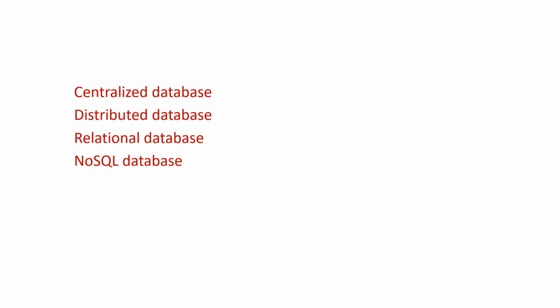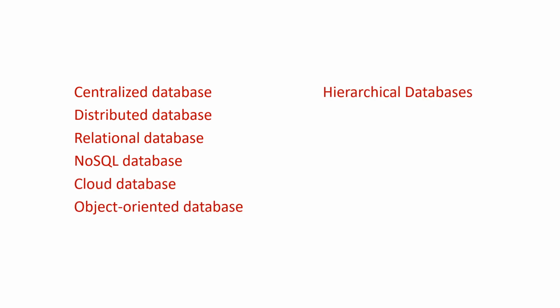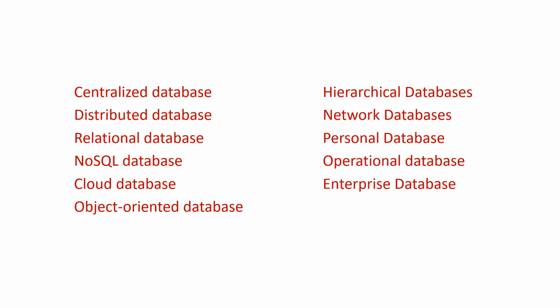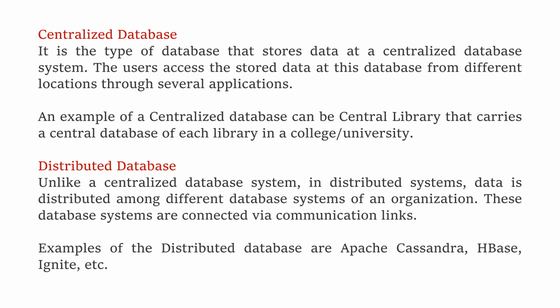There are 11 different types of databases. First one is the centralized, then distributed, relational, NoSQL, cloud database, object-oriented database, hierarchical, the network, personal, operational, and enterprise database. Now we can see the databases one by one.